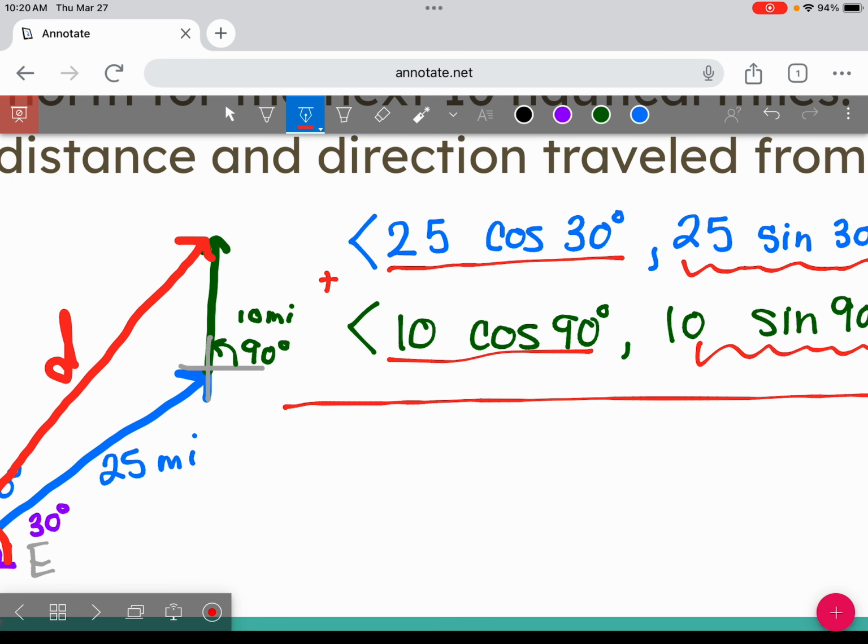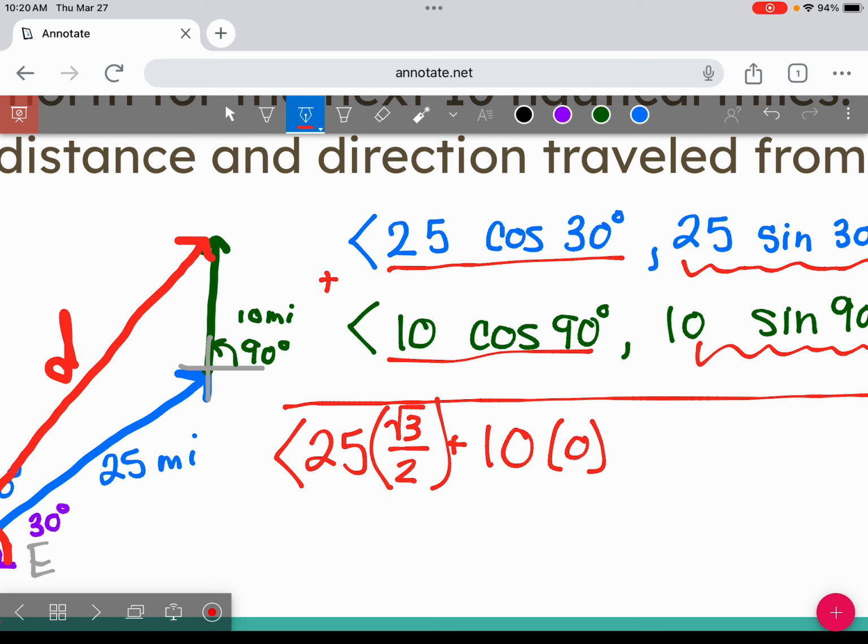Some of these pieces we have a little more information about, because we're going to have our 25 times cosine of 30. What is cosine of 30? Radical 3 over 2. It's a unit circle value. Then we need to add the x from the other one, so we have 10 times cosine of 90. What is cosine of 90? 0. So we have 25 root 3 plus 10 times 0. Well, 10 times 0 is 0, so we don't have to have it there. I'm just going to leave it right here so that we see where it came from.